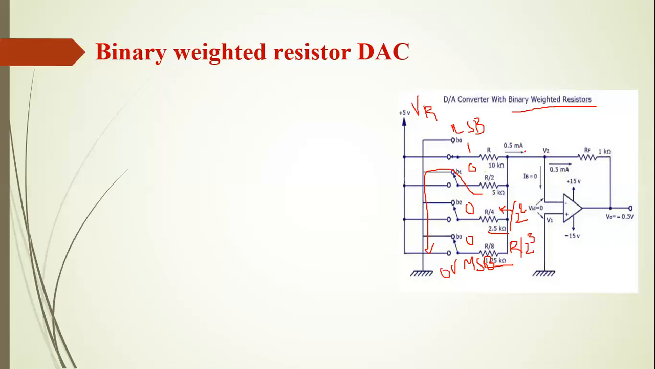We have discussed earlier that this voltage will be related to the current. That means we are going to convert this in terms of currents. The total current that is passing through this circuit is 0.5 milliamps. That means current I is equal to, according to Ohm's law, I is equal to V by R.